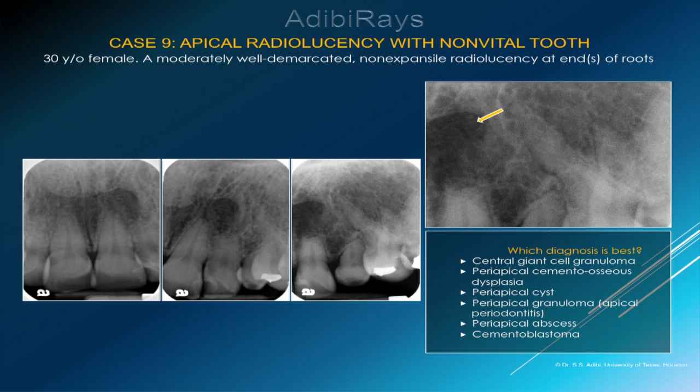This is a 30-year-old female patient with a moderately well-demarcated, non-expansile radiolucency at the periapical area with non-vital teeth. Which diagnosis is best? Central giant cell granuloma, periapical cemento-osseous dysplasia, periapical cyst, periapical granuloma or apical periodontitis, periapical abscess, or cementoblastoma.